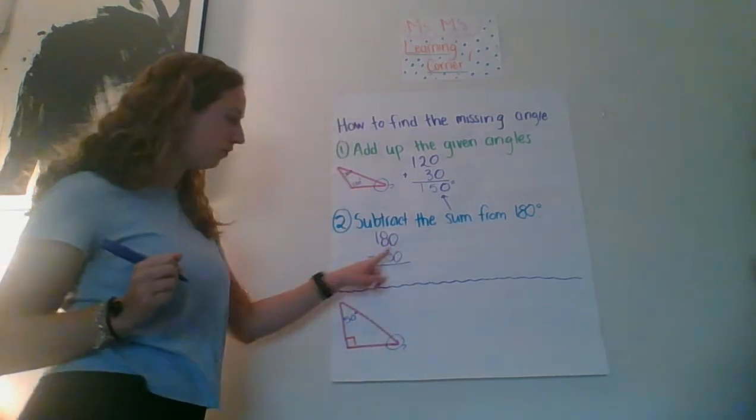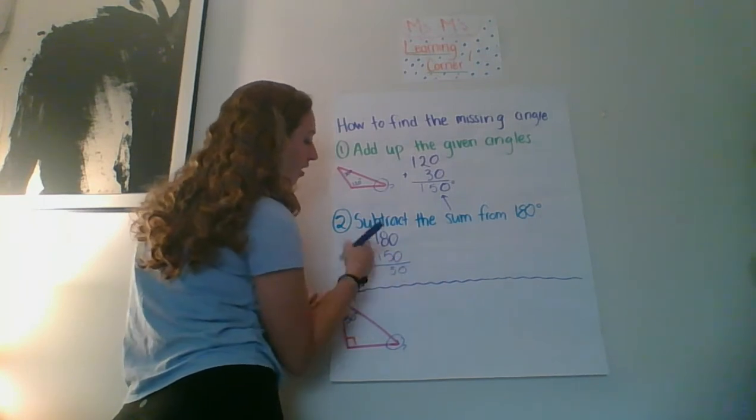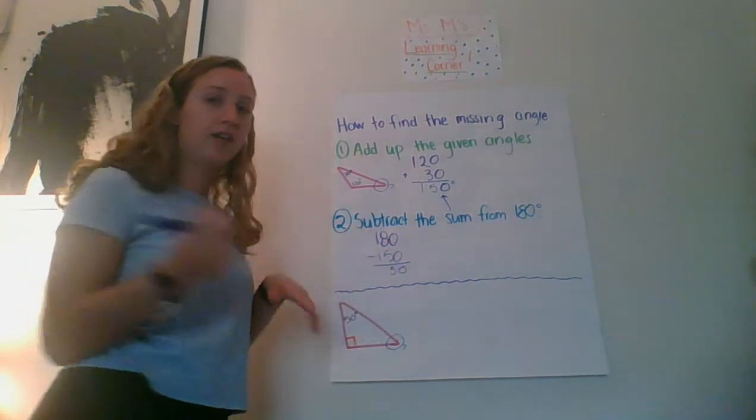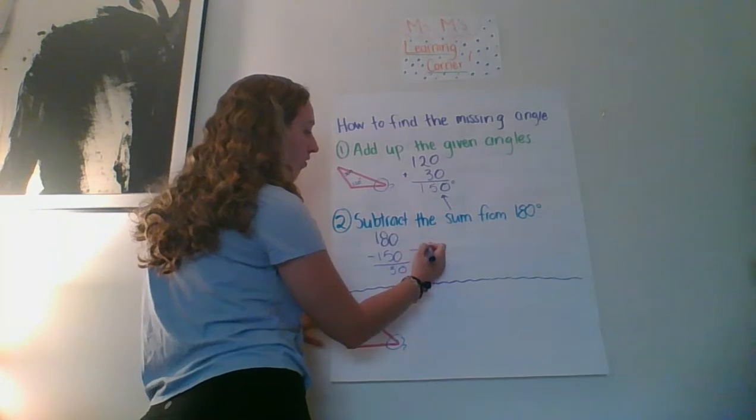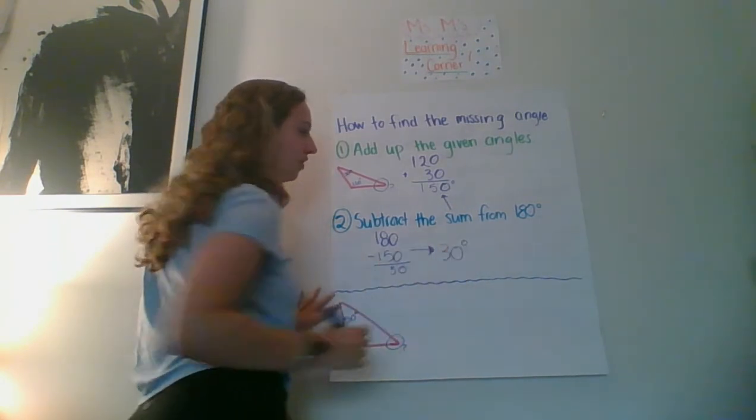150. So 0 take away 0 is 0. 8 take away 5 is 3. 1 take away 1, nada, which means our missing angle has to be 30 degrees.